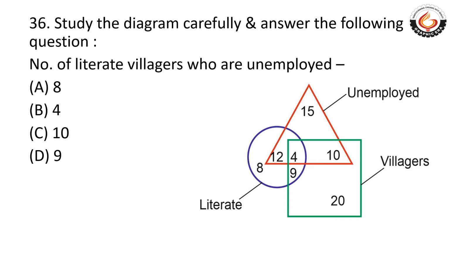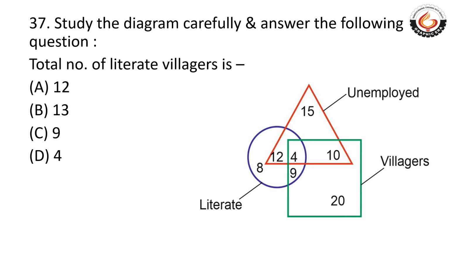Number of literate villagers who are unemployed. Now, first of all, we have four figures for villagers: 4, 9, 10, 20. Next, they should be literate also, so we are left with only 4 and 9. Now they are asking unemployed also, so this 9 will be eliminated. So we are left with only 4. This is the elimination technique. Always start counting from one side and you will come to the best solution at the end. Answer 4 is the correct one.